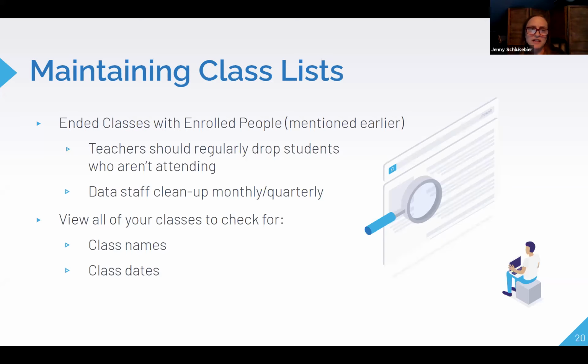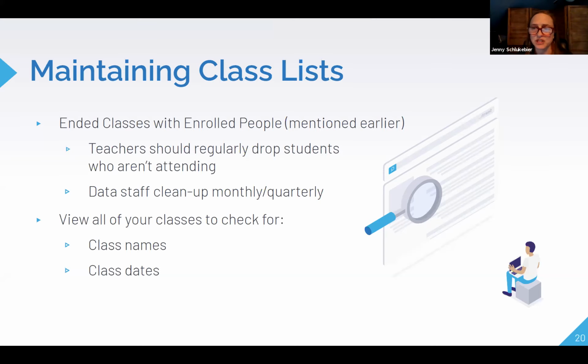But one other thing I wanted to point out is there's a few places where you can go and sit, and take a bigger bird's-eye view of all your classes and look over them to see if the class names make sense, if you're following the state guidelines for class name conventions. Look at the class dates. We are always encouraging, and more than encouraging, really recommending that you don't have classes that go on for years and years. Your classes should last 1 year.